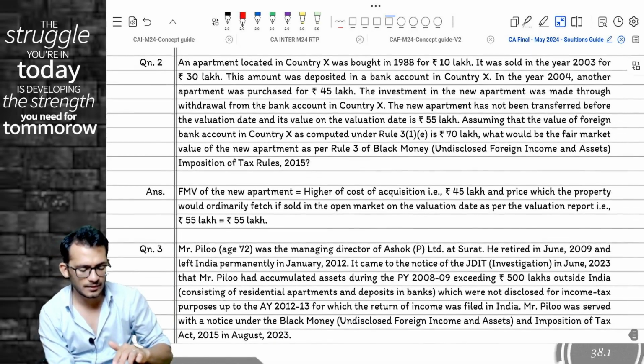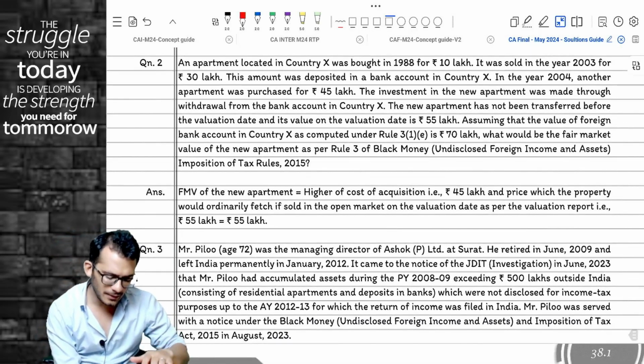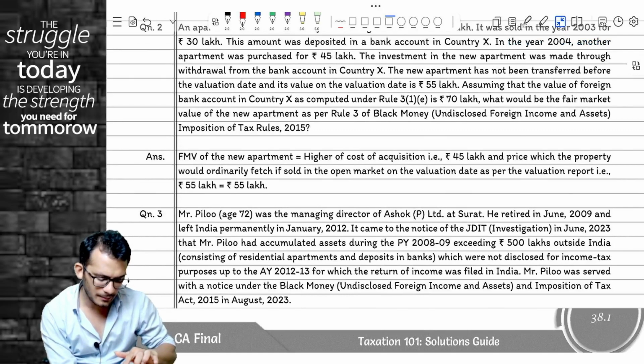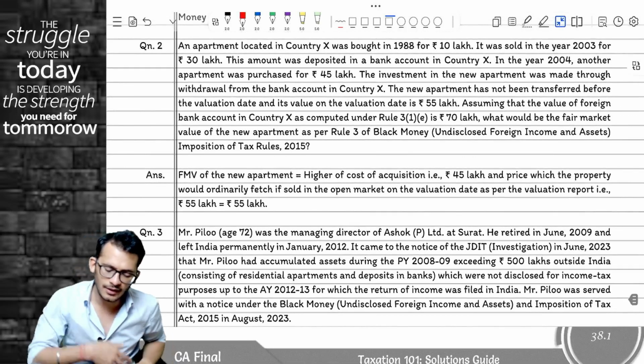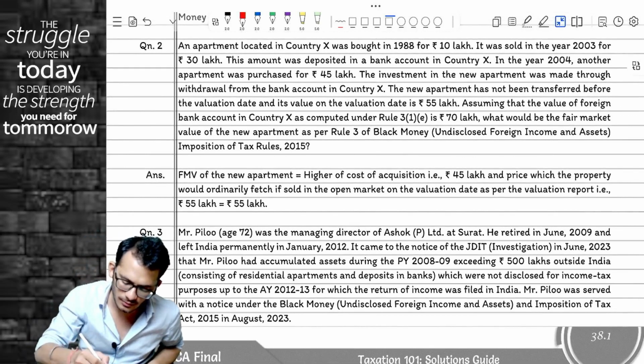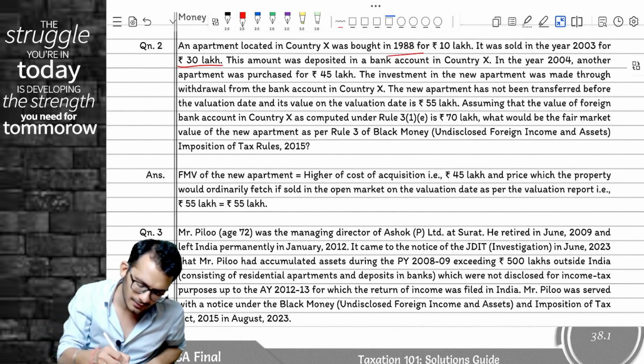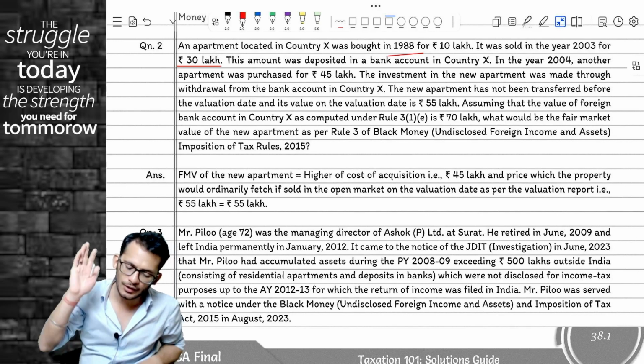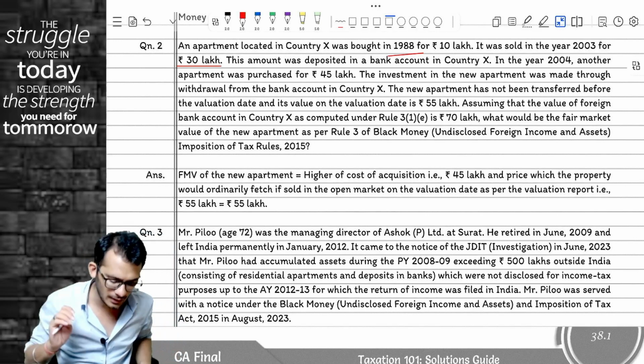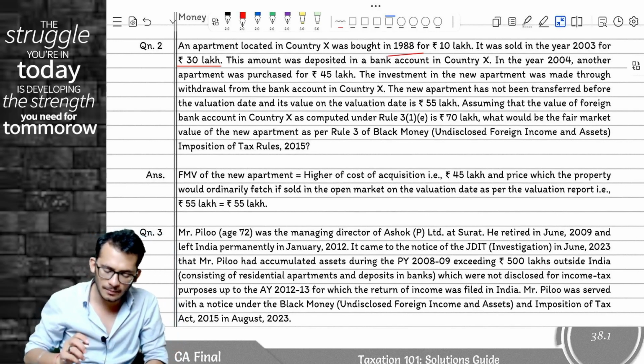Yes. Question number 2. An apartment located in country X was bought in 1988 for 10 lakh rupees. It was sold in the year 2003 for 30 lakhs. So you have an asset which you bought for 10 lakh rupees and then sold for 30 lakh rupees. This amount was deposited in a bank account in country X.